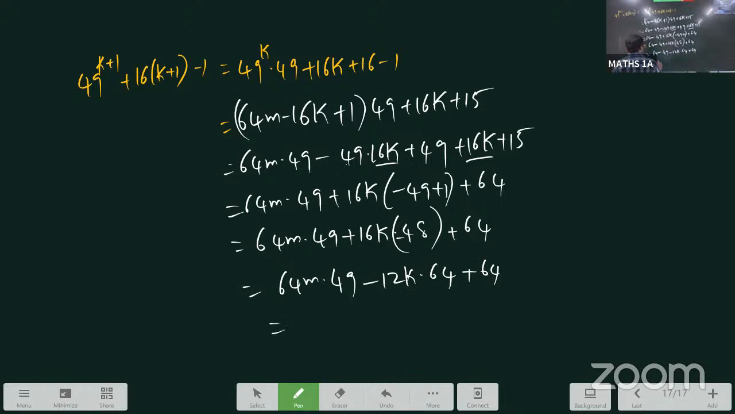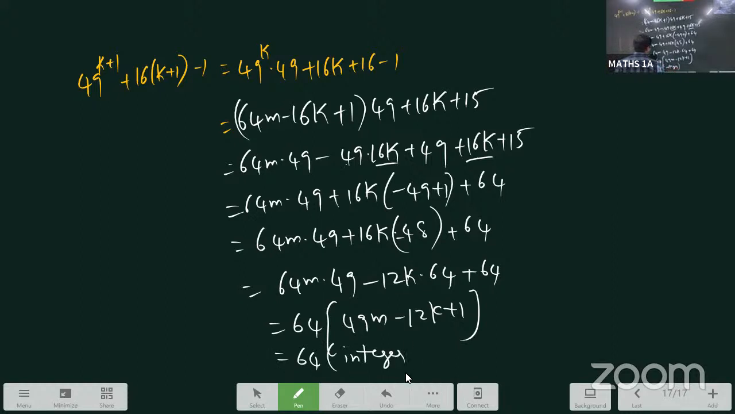Now you take 64 common. Then what will I get? 49m minus 12k plus 1. 64 into 12 and 16 into 48, we get both the things the same. Is it clear? Right. So 49m minus 12k plus 1 is nothing but some integer, and the whole expression is 64 into that integer.